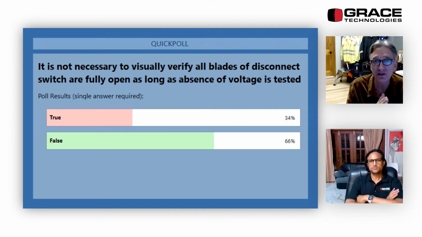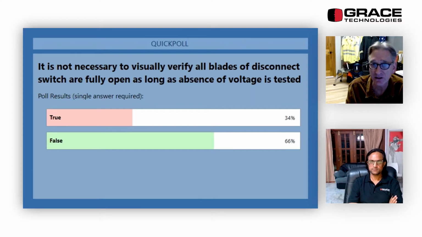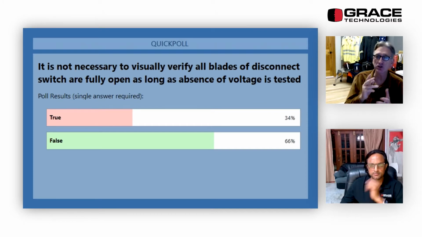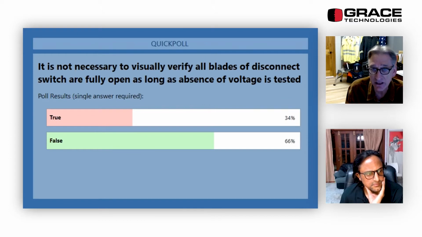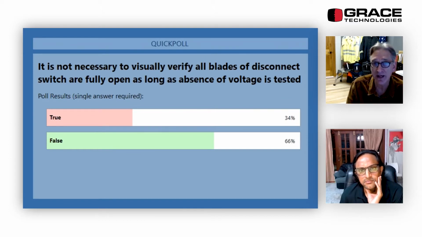I've never seen it personally myself, but I've talked to a lot of electricians and maintenance people that have opened a disconnect, and either 1, 2, or 3 blades were still attached. Now, that is just one step. We still have to continue with all of the steps, including testing for the absence of voltage, but still that is step number 3 that we have to be doing.